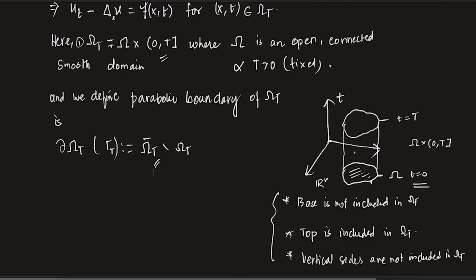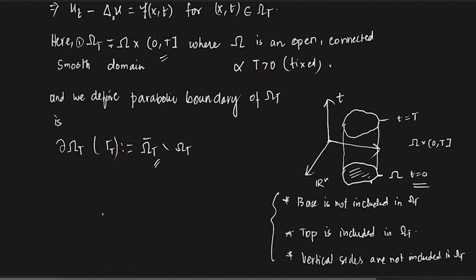Think of that Coke can. The closure actually includes everything: whatever is in the top, the bottom, the sides, and inside, everything is included in omega t bar. The liquid along with the surface you can see from outside is all there. Now, omega t is whatever is inside and the top part, excluding the vertical sides and the bottom. So what is del omega t? The parabolic boundary consists of the bottom part and the vertical sides of omega cross 0 t, but not the top part.